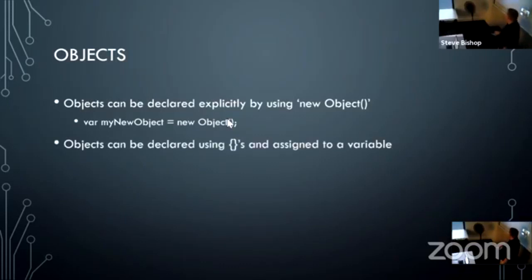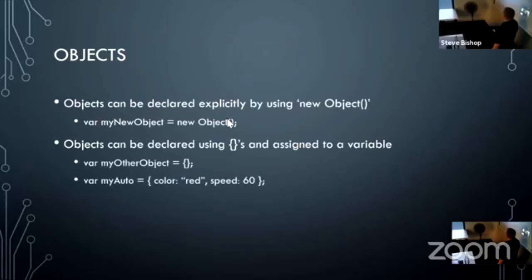Now, objects can also be declared using open and closed curly braces, and assigned to a variable. So that looks something like this. Var myOtherObject is assigned the value of just open and closed curly braces. That is essentially the same thing as that. But typically you're going to see it done more like this.